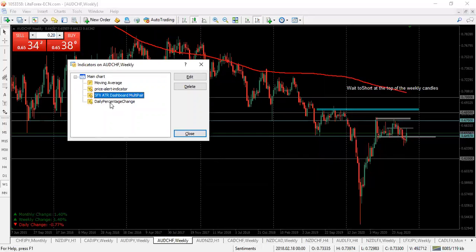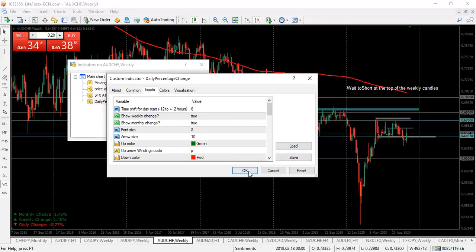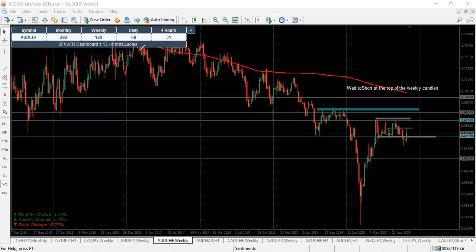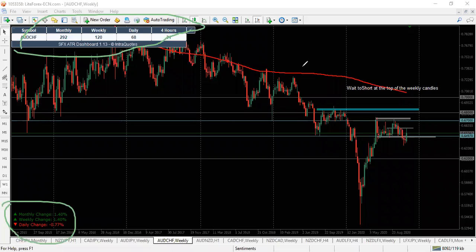So my daily percentage change, you can search for the daily percentage change indicator for your MT4, and I configure it in my own way. I want my own description of it. I just configure that, and voila, everything is set for my chart. These are the only indicators I need to trade: this one, this one, and also the 200 moving average. So how do I use these indicators?